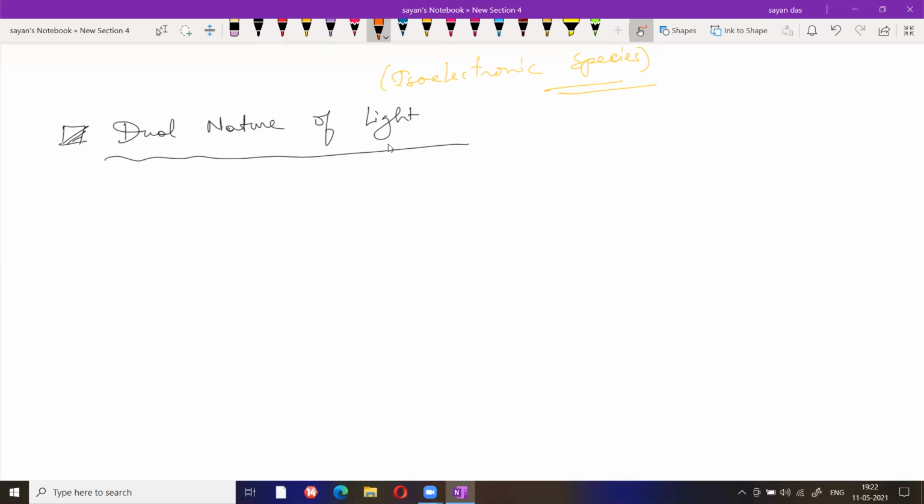Why is wave nature continuous? Suppose this height is 10 meters. Okay, I am throwing a ball.